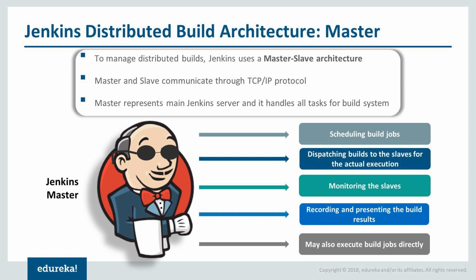Some of the things which Jenkins master does are scheduling the build jobs, dispatching builds to the slaves for the actual execution, monitoring the slaves, recording and presenting the build results, and it may also execute build jobs directly if needed. But in most cases, when you have slaves, you typically don't want to put the workload on the Jenkins master. You want to keep it free only for UI purposes.